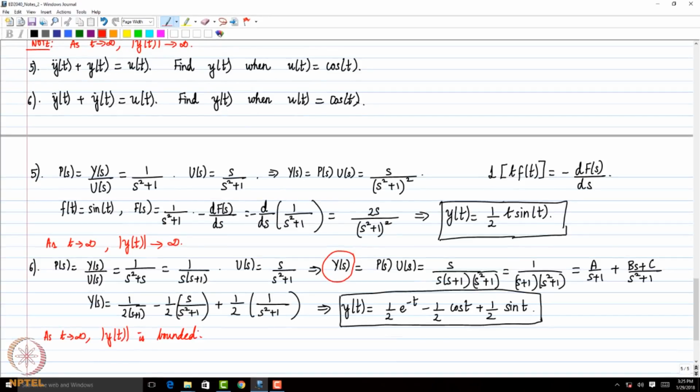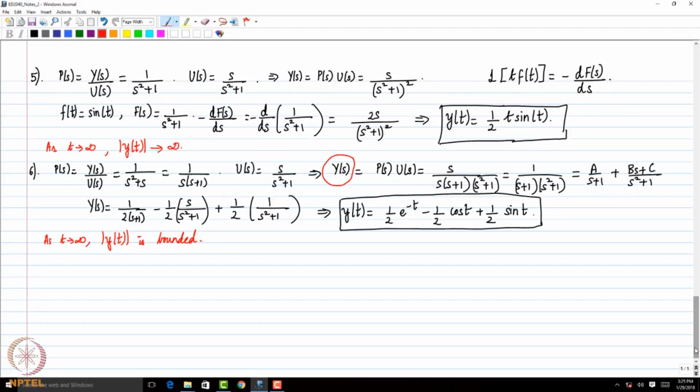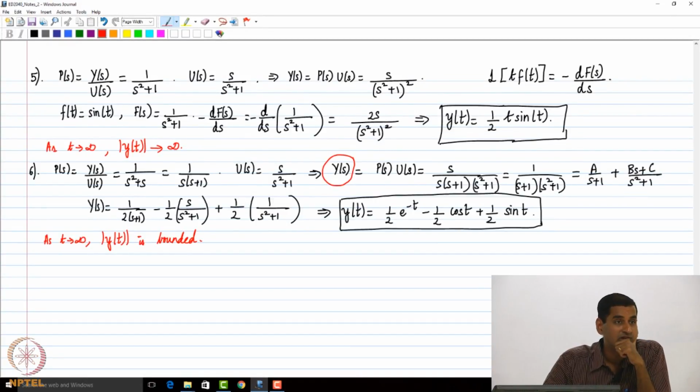Bounded, right? So previously we saw that for the same system, when we gave the unit step response, the magnitude of y of t tends to infinity, right? Now we give another bounded input. I'm sure you agree that cos of t is a bounded input, right? Correct? So we are getting a bounded output. So the question is, what is happening?